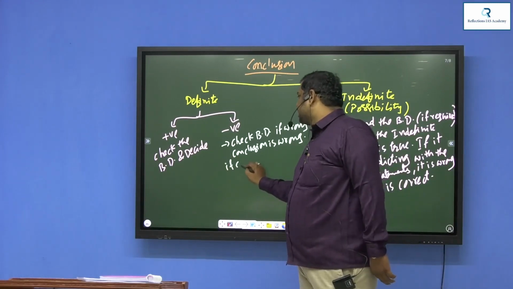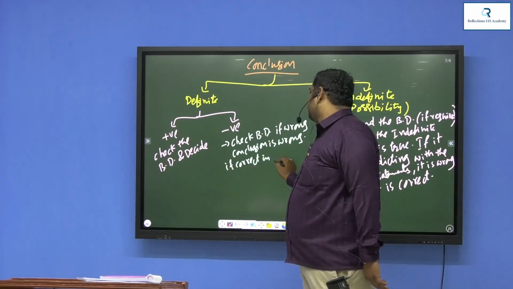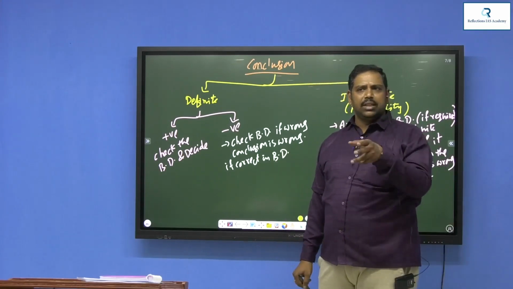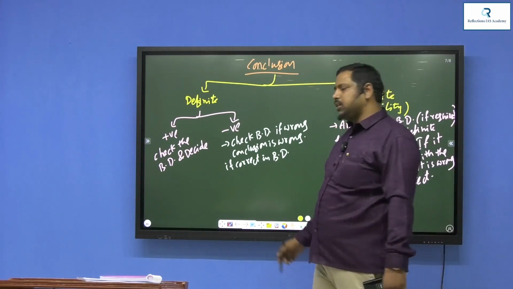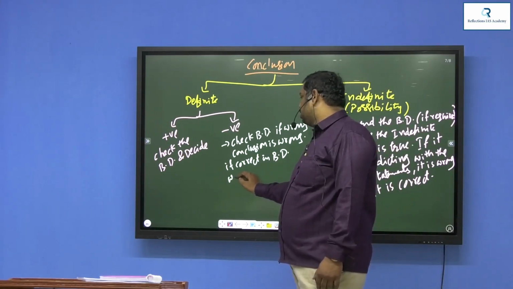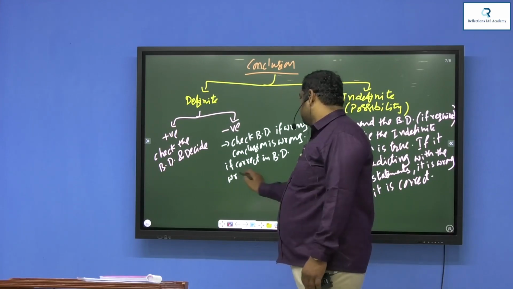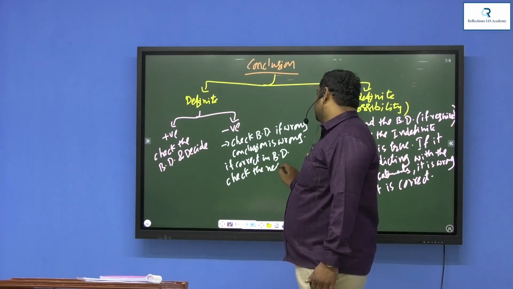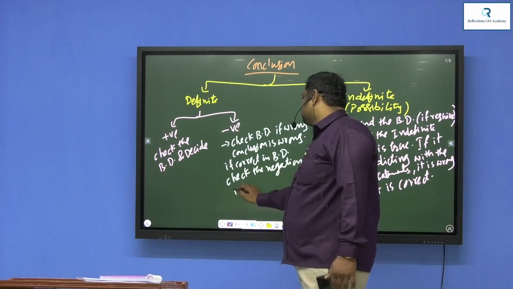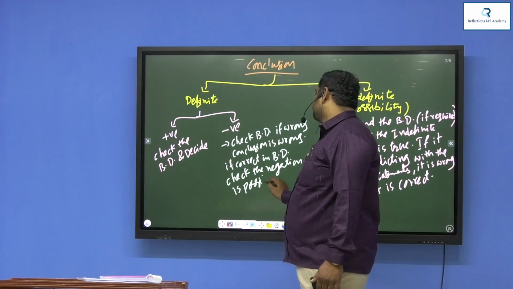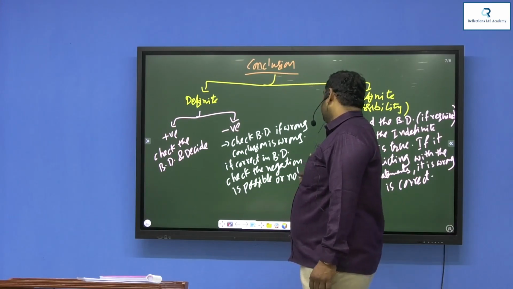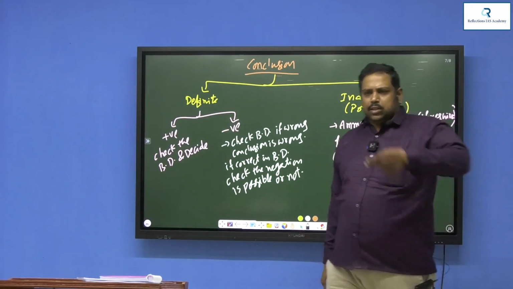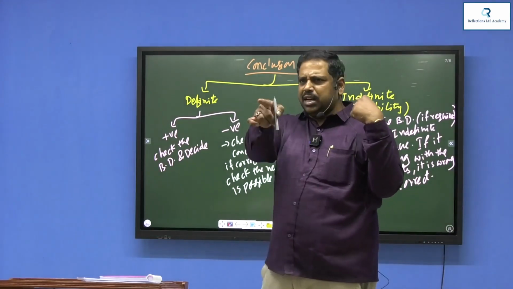If correct in the basic diagram, what did I say, I'll go in the direct manner or negation? Negation. Okay. Check whether the negation is possible or not. Check whether the negation is possible or not. Okay. So the negation is possible. Means originally it is correct or wrong?